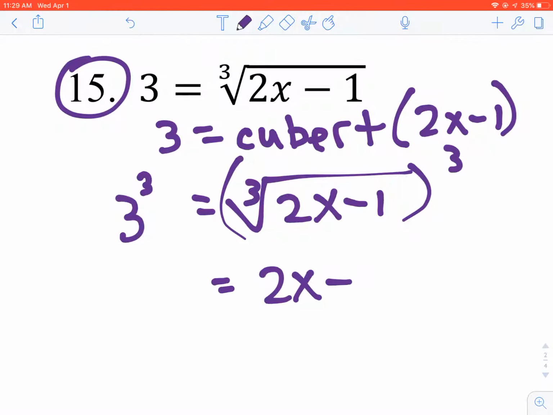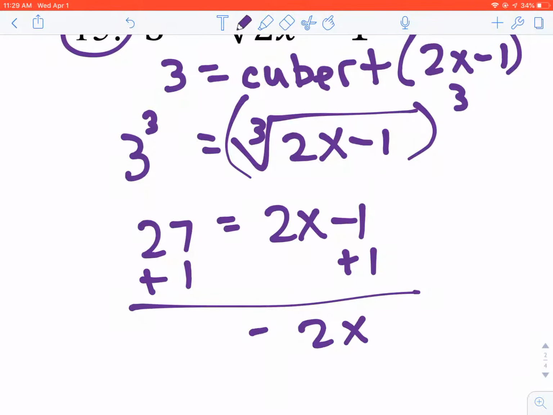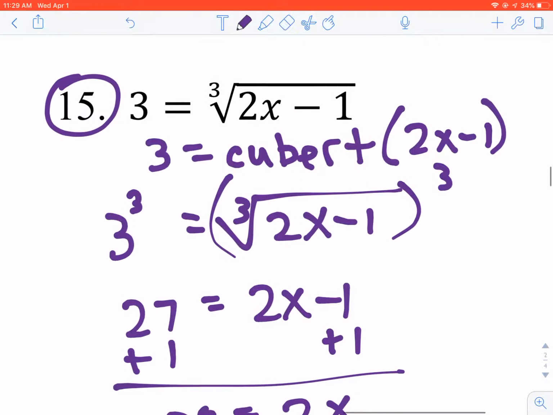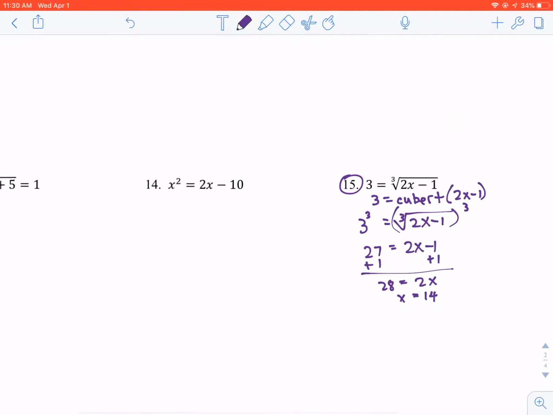This is 27 because 3 cubed is 27. And this one actually is pretty easy. Add 1, so 2x equals 28, so x equals 14. And then I can check that, but likely it's going to work because I don't have x's on both sides. It's only when I have x's on both sides that it gets really kind of weird. But anyway, 2 times 14 is 28. 28 minus 1 is 27, and the cube root of 27 is indeed 3. Okay, so we have to check it, whatever. So those are the cube roots.